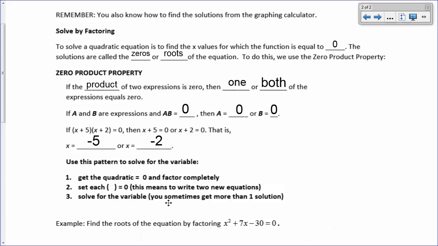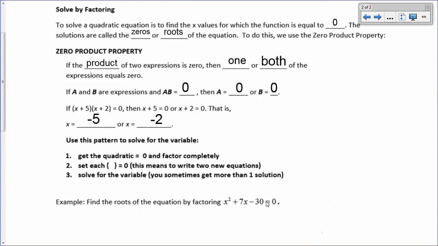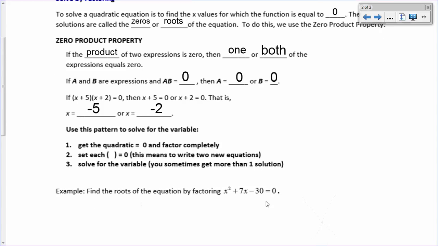Sometimes they will equal the same thing, which means we only have one solution. Okay? And that's okay. If it's not factorable, it means we have no solutions. So here, find the roots, which means we're finding solutions for this. So this is already equal to 0, which is great, because that's one less step we have to do. So we're going to factor this.